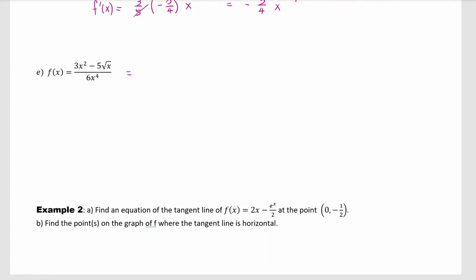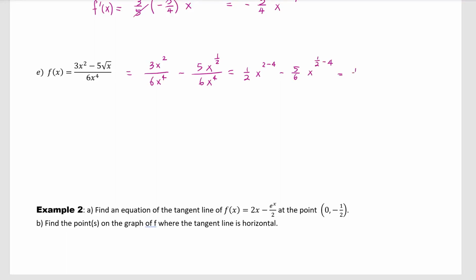Okay, this guy is a quotient, but we haven't learned quotient rule yet. So there must be a way that we can express it in terms of sum or difference. So actually we can split. So we can split as 3x squared over 6x to the 4th minus 5. Oh, this is like x to the 1/2, right? Divided by 6x to the 4th. And 3 over 6, that's like 1/2. And then we have x squared minus 4. Then 5 over 6, x to the 1/2 minus 4.